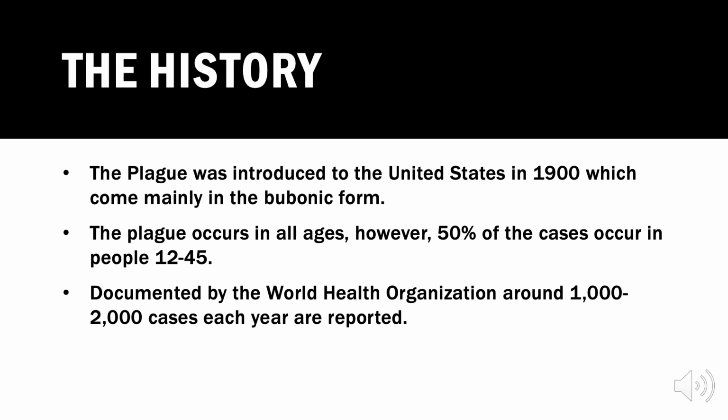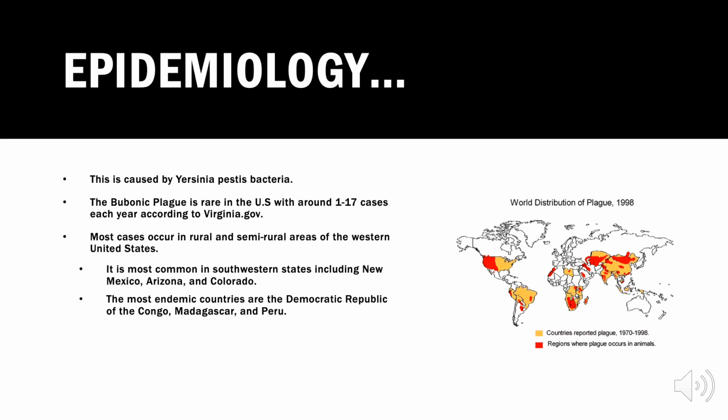They don't necessarily think it's accurate because of the developing countries and their numbers might be off there, but it's pretty close to the numbers. So the epidemiology, as you can see to the right, the world distribution of the plague, and the yellow and red. So, like I said, in multiple slides, it's caused by Yersinia pestis.